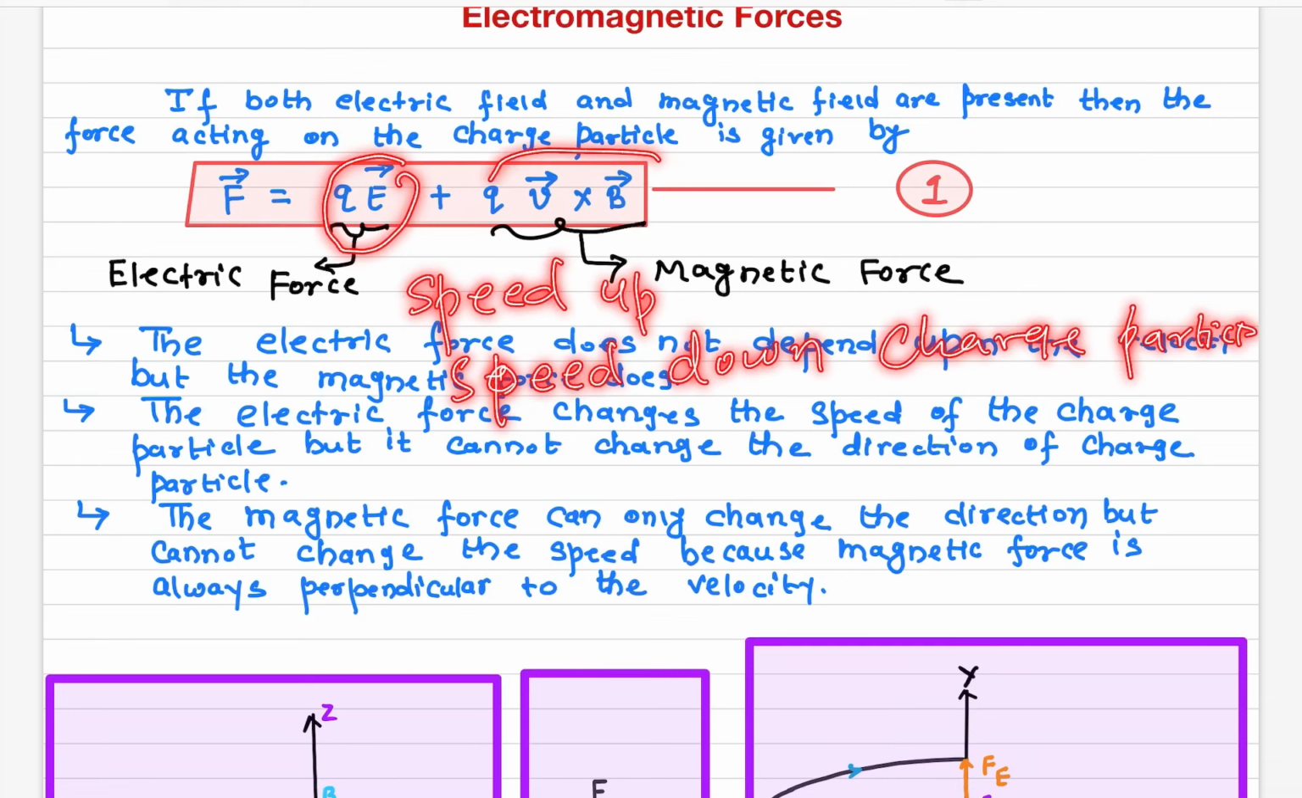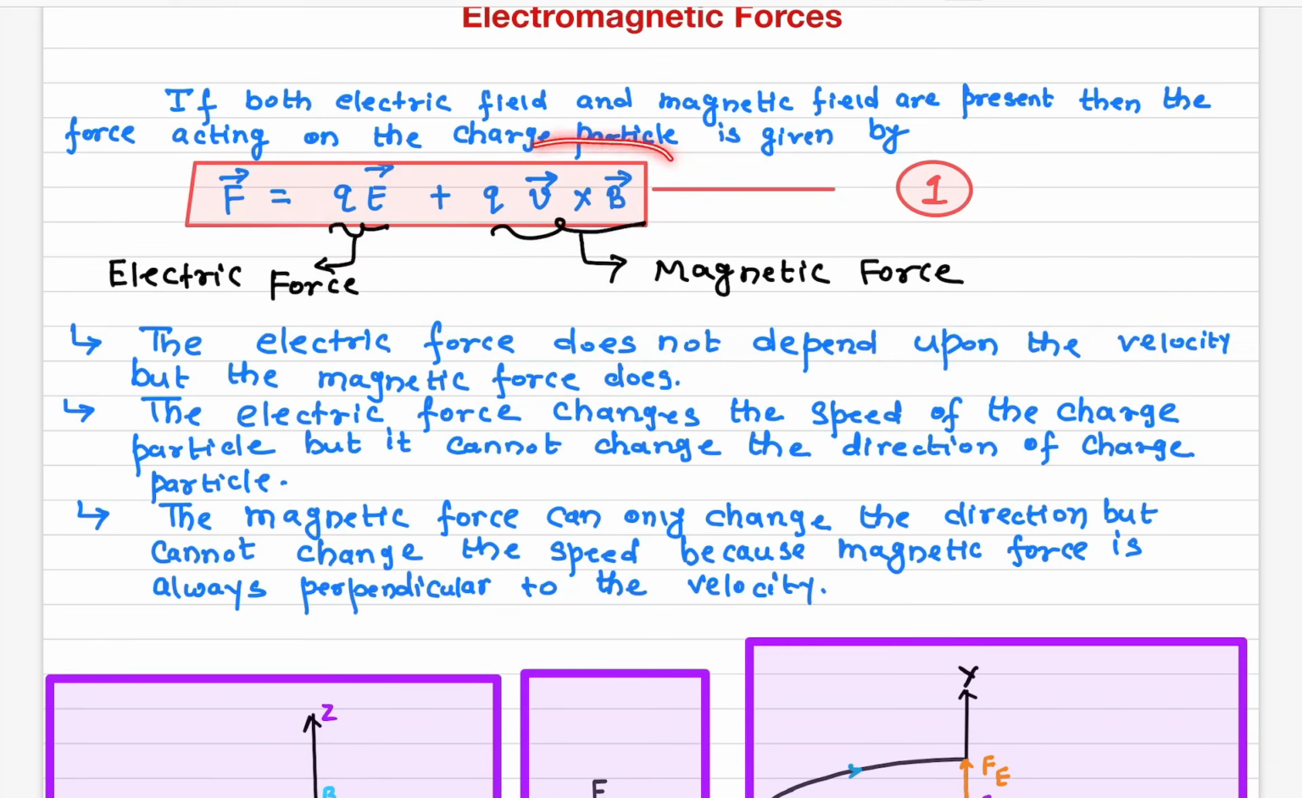But this magnetic force does not change the speed at all. Remember, this is such an important point. The magnetic force does not change the speed, it only changes the direction. The reason is that the magnetic force is perpendicular to the velocity direction. That means it cannot change the speed.